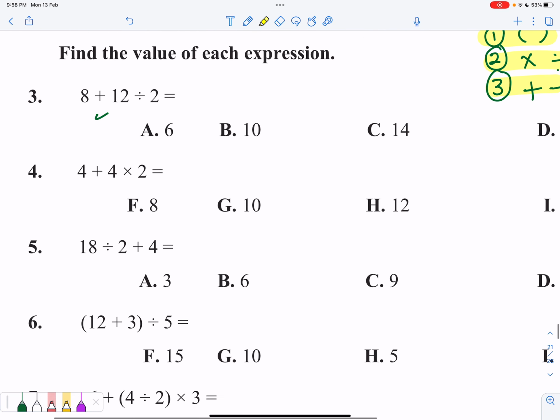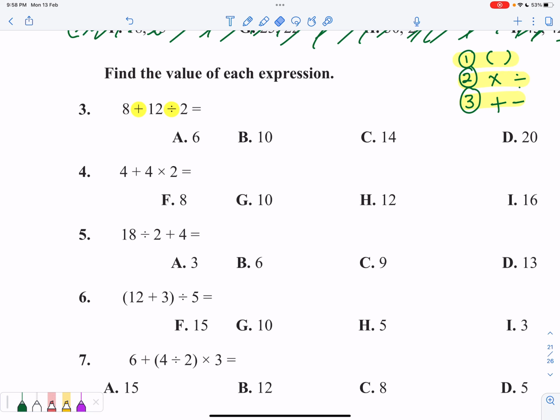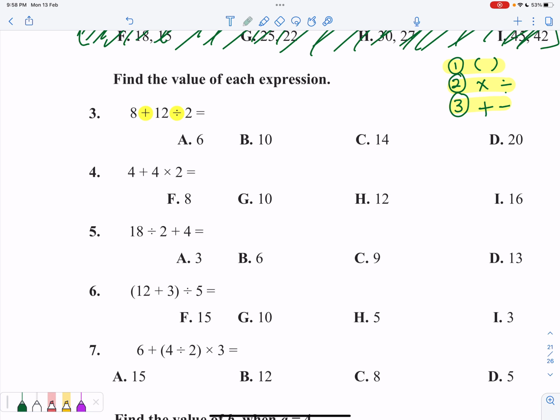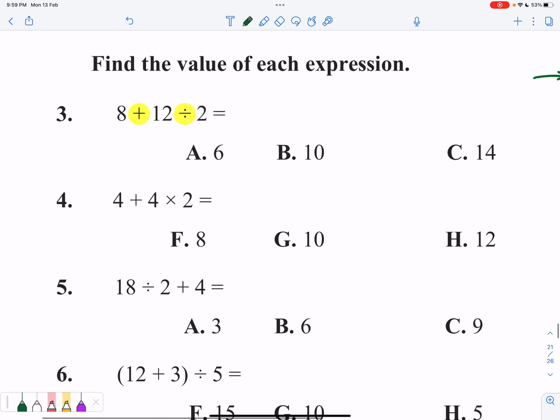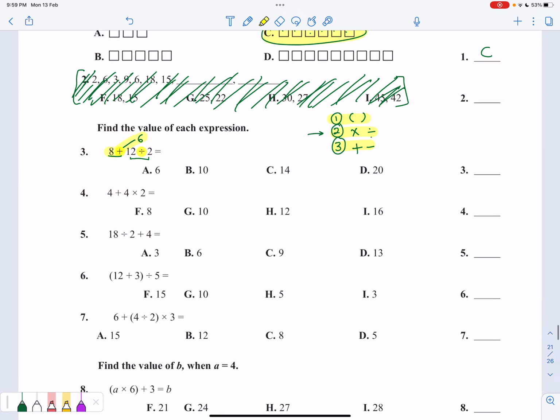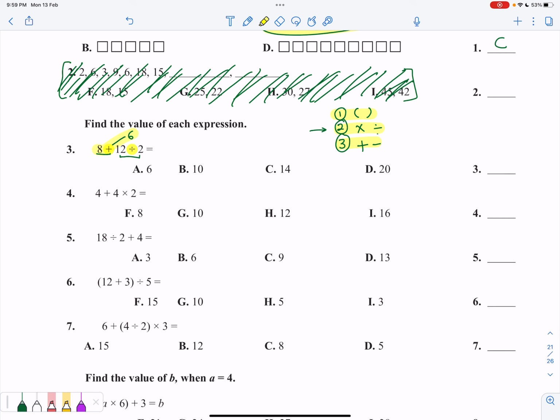So here, let's see what we have. I have numbers added to each other and I have division. So which one should I start with? What do you think? Of course, according to the order of operations, I should do the division first, then I should add. So let's divide first. I have 12 divided by 2. Of course, that is equal to 6 from the times table. Now this 6, I will add to that 8. Okay? So 6 plus 8 equals 14. So the correct answer is 14, which is answer C.